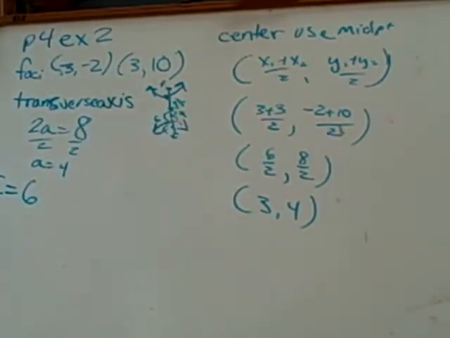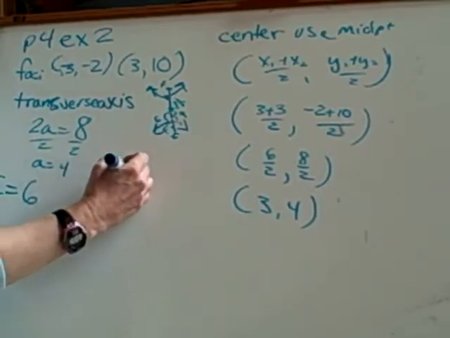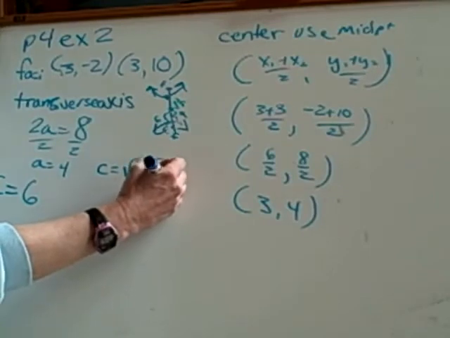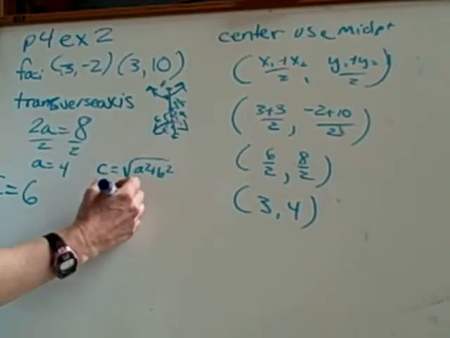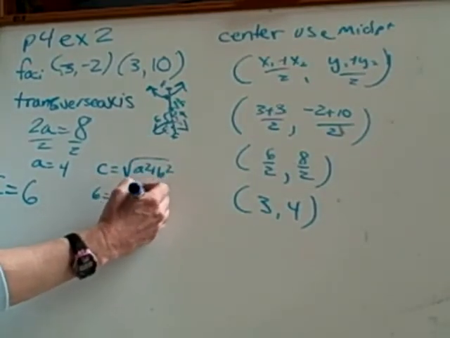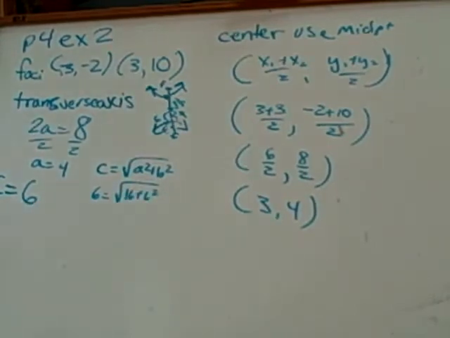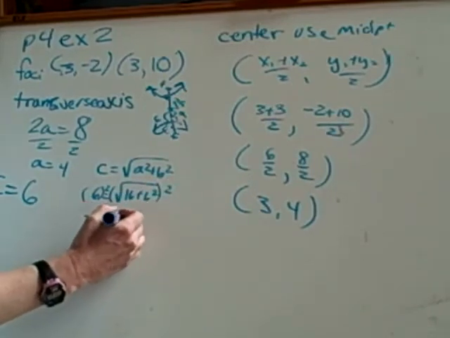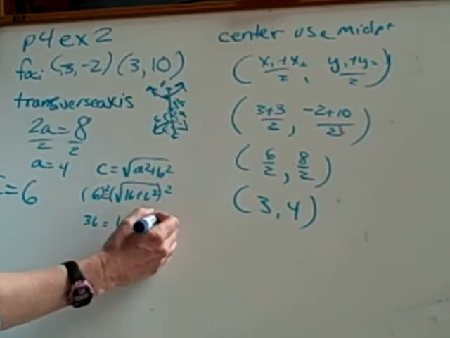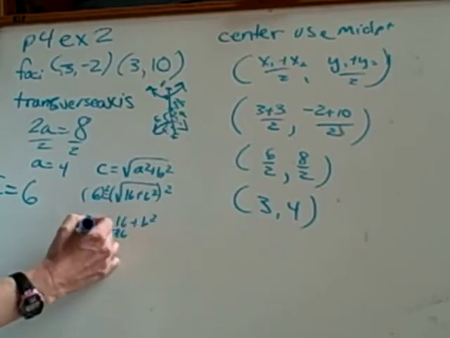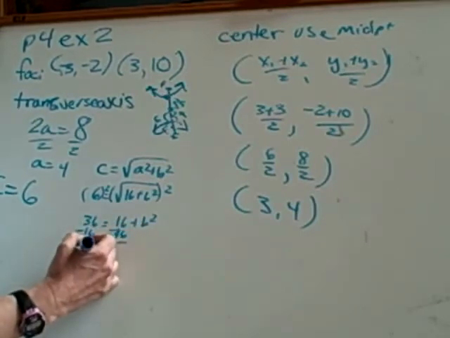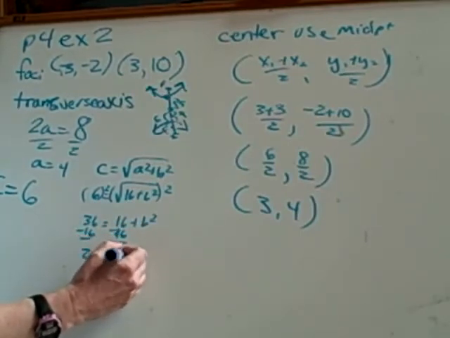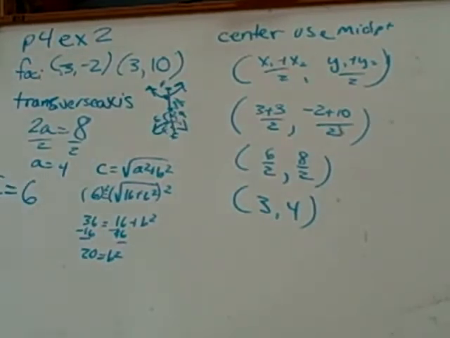So now I have c and a. Can I find b? Yes, I can. C equals the square root of a squared plus b squared. So 6 equals the square root of 16 plus b squared. How would I solve that? Square both sides. 36 equals 16 plus b squared. I'll subtract 16 from both sides. 20 equals b squared.